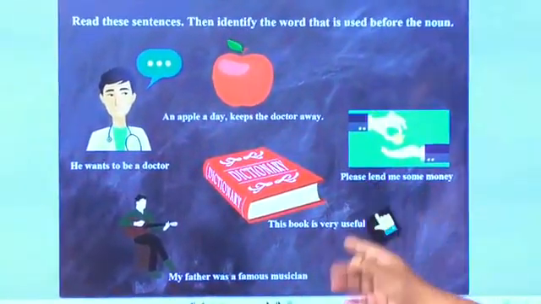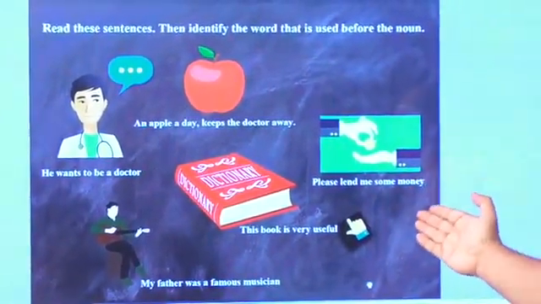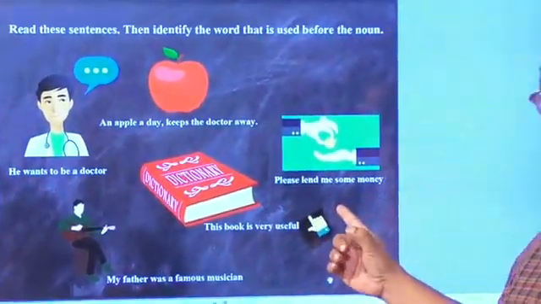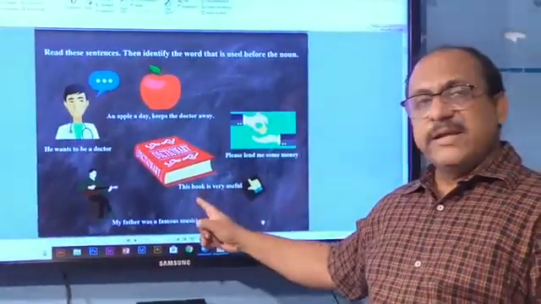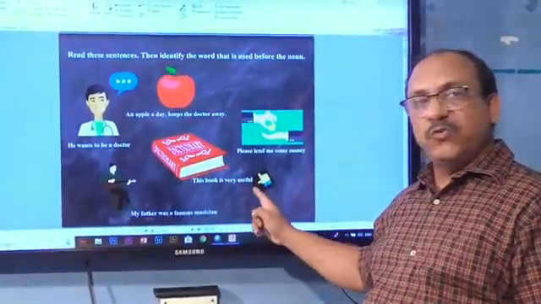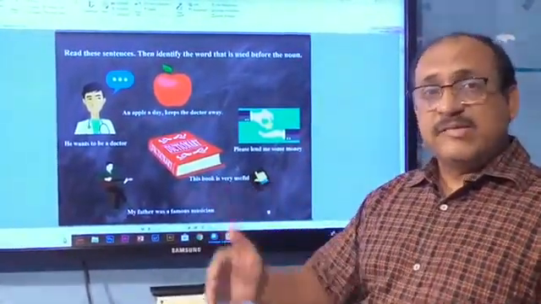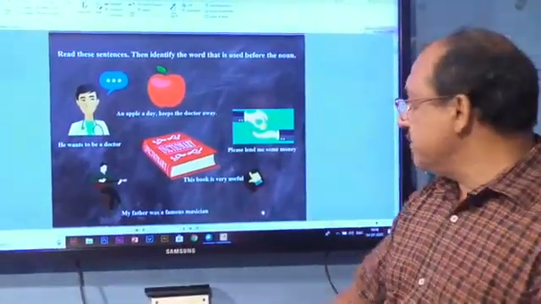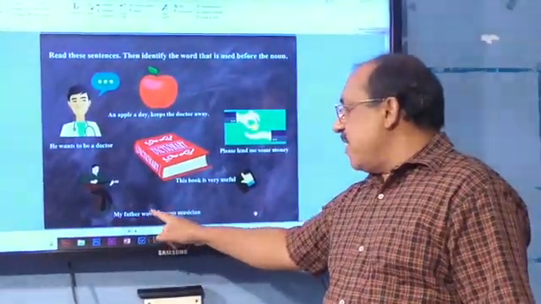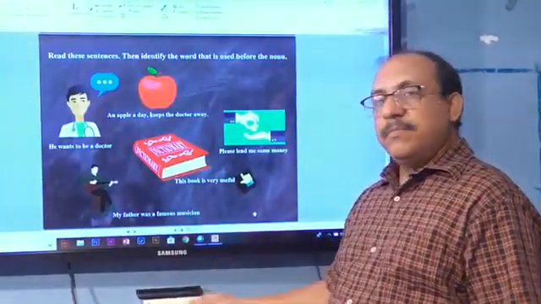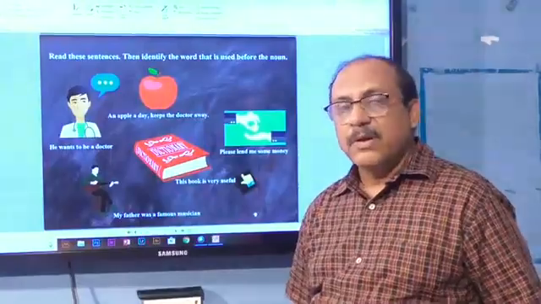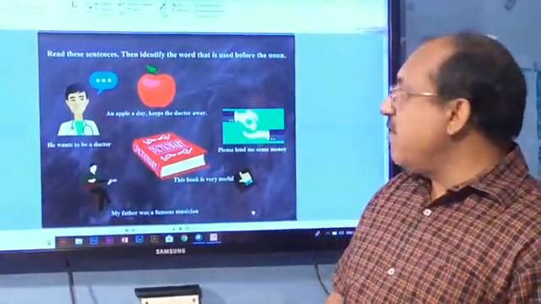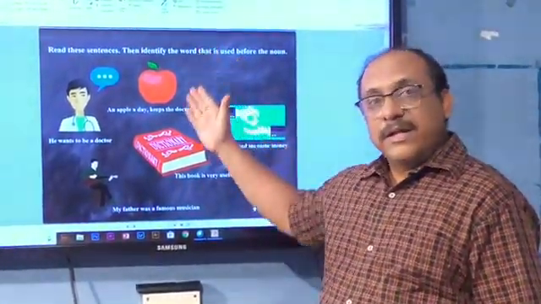In the next sentence, please lend me some money. Here, some is used before the noun money. In this sentence, this book is very useful. Here, this is used before the noun book. My father was a famous musician. My is used before the noun father. So in short, we have read the determiners.